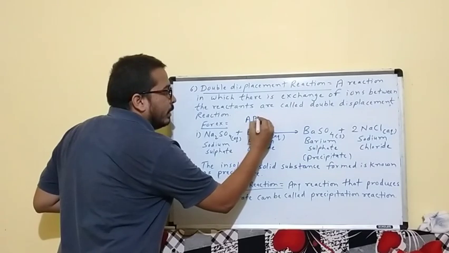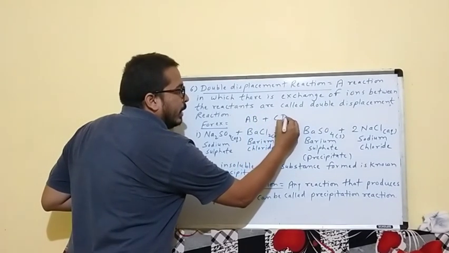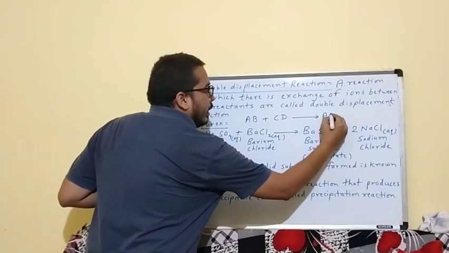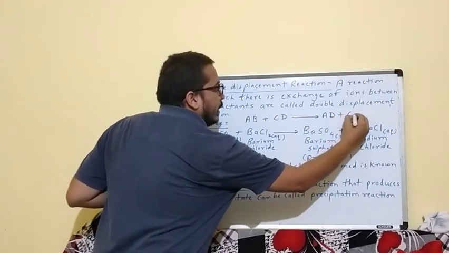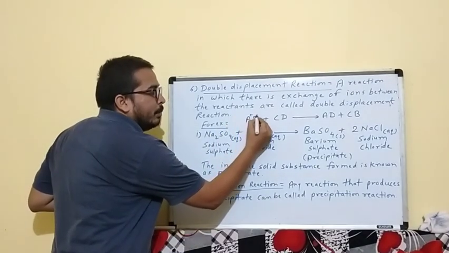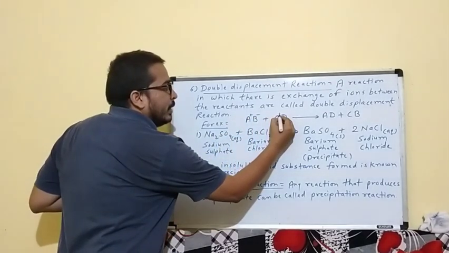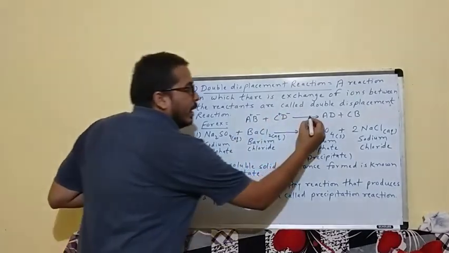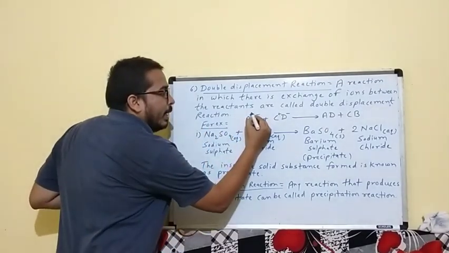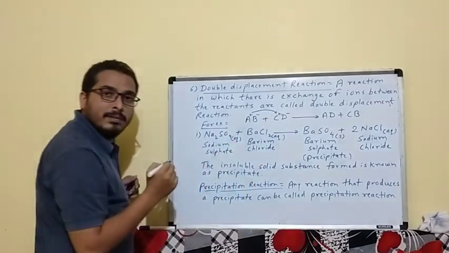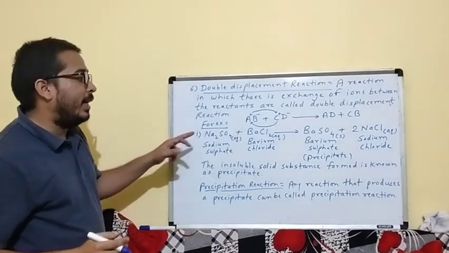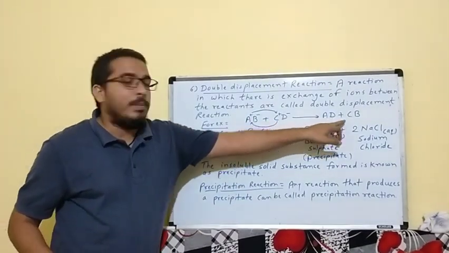AB plus CD, it will give AD plus CB. Is it clear? Suppose that here A has a plus charge, B has a minus charge, C has a plus charge, D has a minus charge. So in this reaction, ions will be exchanged with each other, like A plus ion will take the place of C plus ion, and C plus ion will take the place of A plus ion. Like that, we will form AD plus CB.